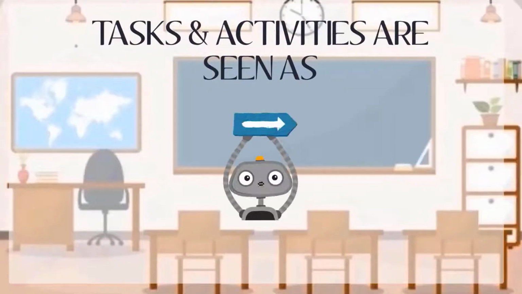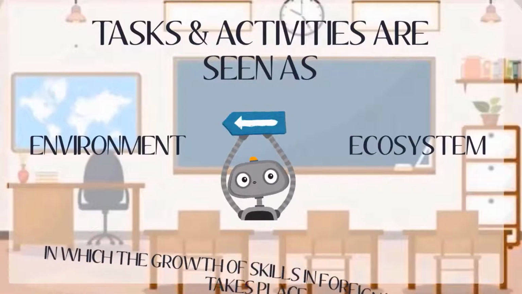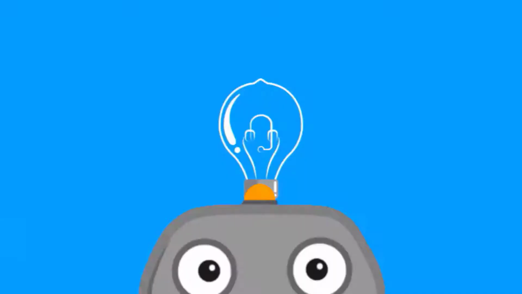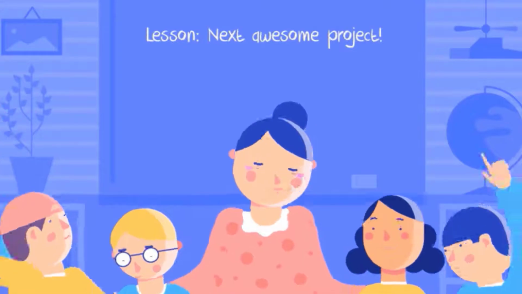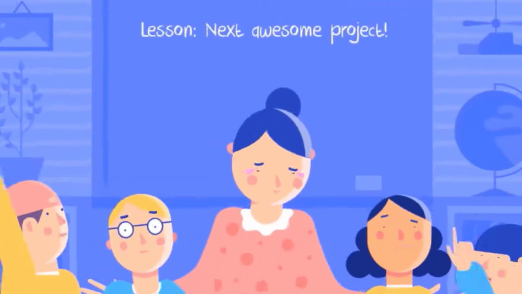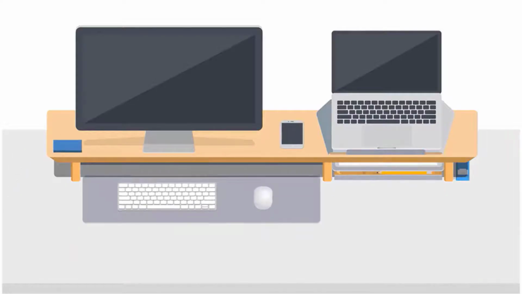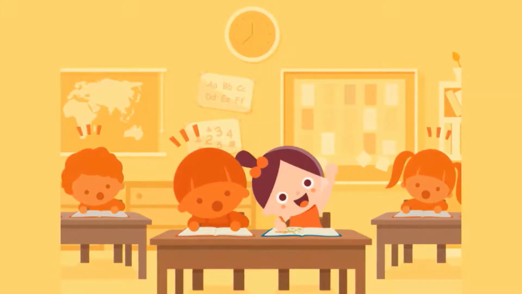On the other hand, for some applied linguists, the classroom tasks and activities are seen as the environment or ecosystem in which the growth of skills in the foreign language takes place. And what does this mean? It means that all the things that are surrounding the activity, the environment, the teacher, the students, have to be organized in such a way that everything that you see and use counts. And all that makes a whole understanding of things.